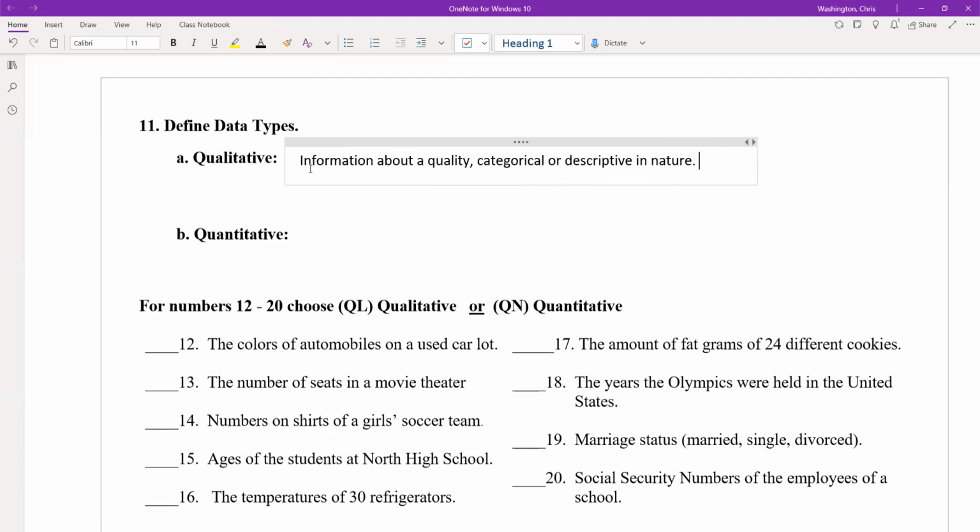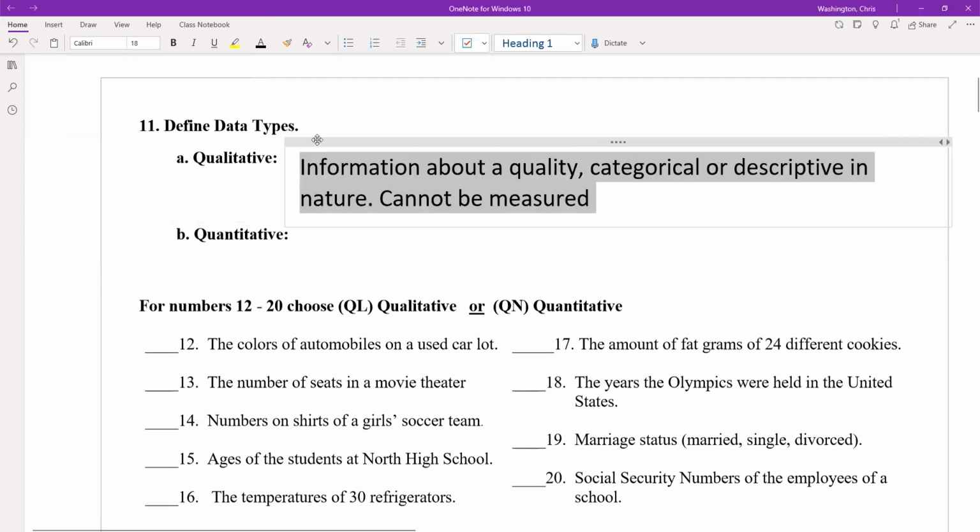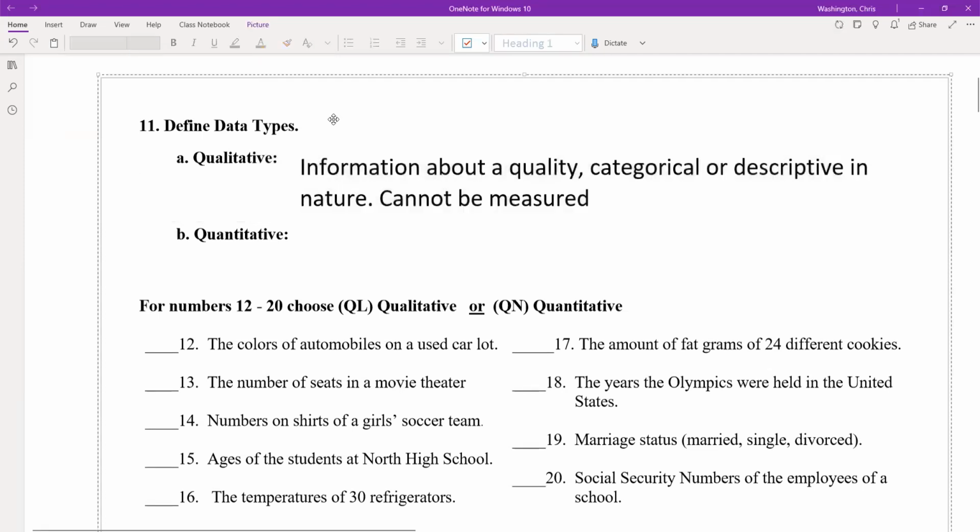Cannot be measured, typically. So if we can't measure it, like we can't measure color, we can't measure shape, right? You're not going to say, oh, well, we measured the shape and it's a star. We measured the shape and it's a circle. Typically, we don't measure those things. So that would be qualitative in nature. All right, cool. We're going to see lots of examples of qualitative today.